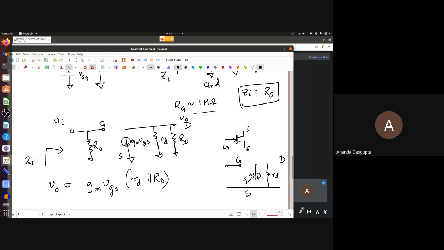This is not correct, by the way. Can anybody see why this is not correct? A minus sign should be included. Yeah, there has to be a minus sign.